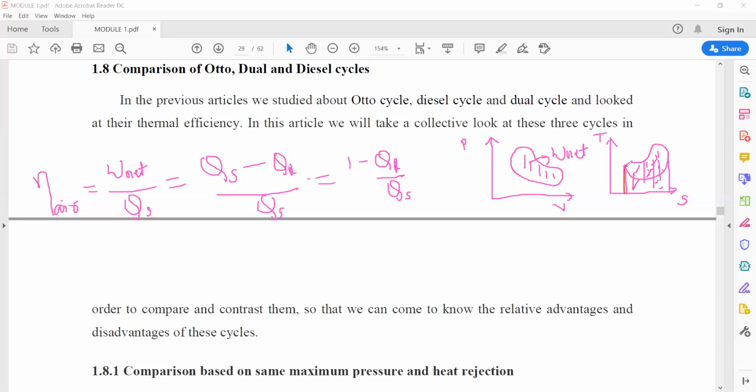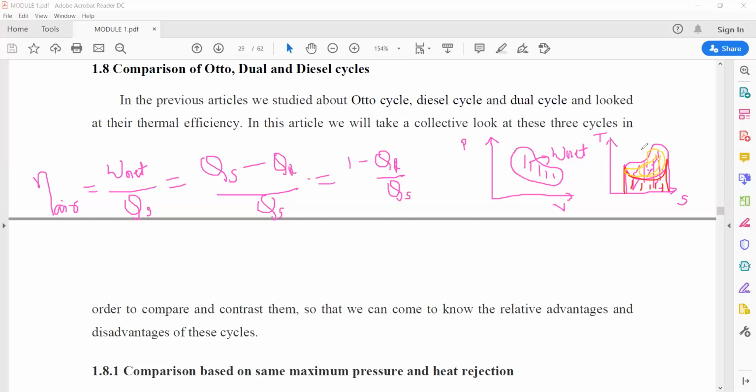Similarly, the area under this curve will give you the heat rejected to the surroundings, or the heat rejected from the cycle. This area will give you heat supplied to the cycle, and this area will give you heat rejected from the cycle. In fact, I can say the area enclosed by the cycle will give you the heat which is converted into net work. Is that clear, all of you?